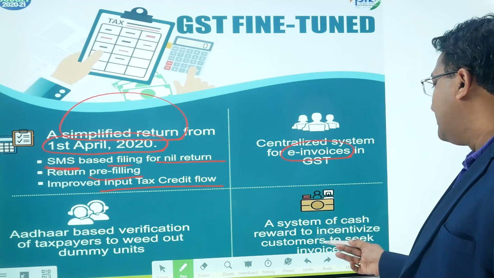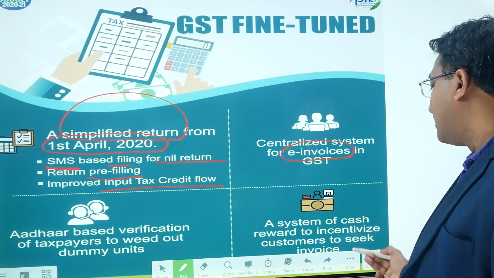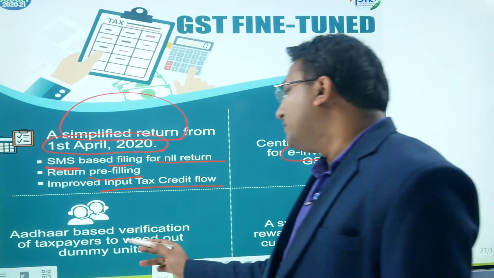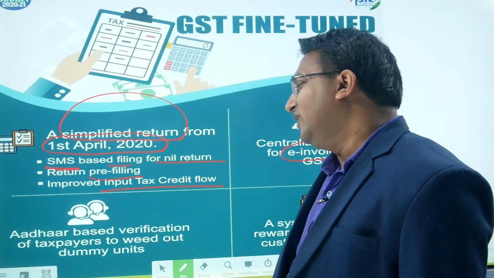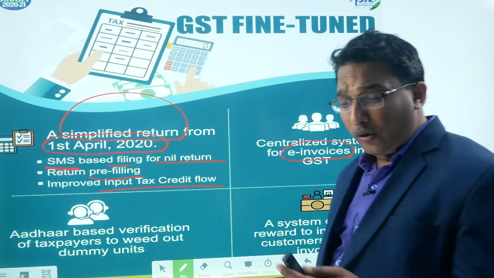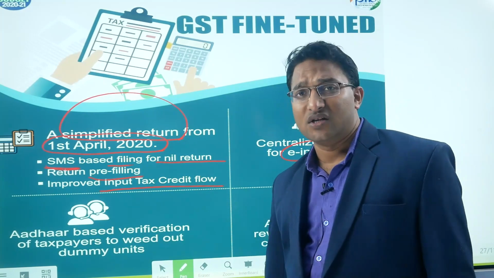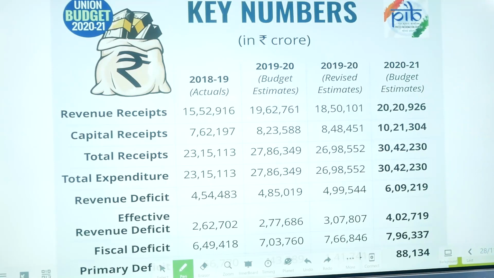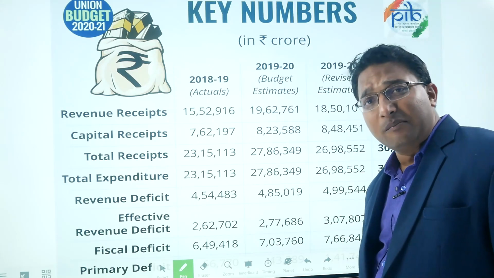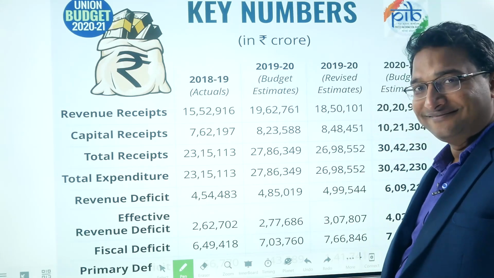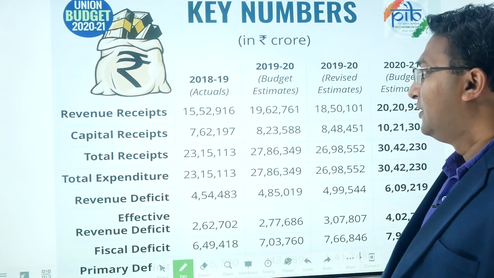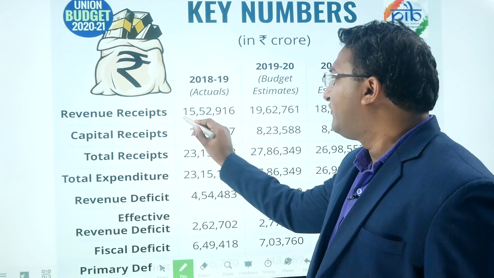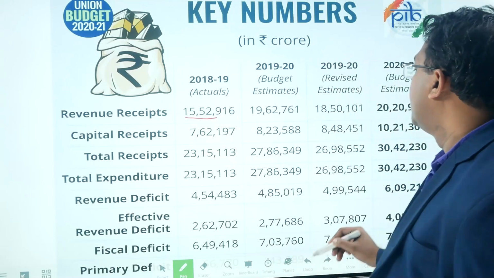System of cash reward to incentivize customers to seek the invoices, and Aadhaar-based verification of taxpayers to weed out the dummy units. These things you don't need to remember, but I am covering them for the sake of completion. Now these key numbers: the first question that arises is whether you need to remember these key figures. Answer is no. You just need to have an idea that revenue receipt is approximately 15.52 lakh crore.